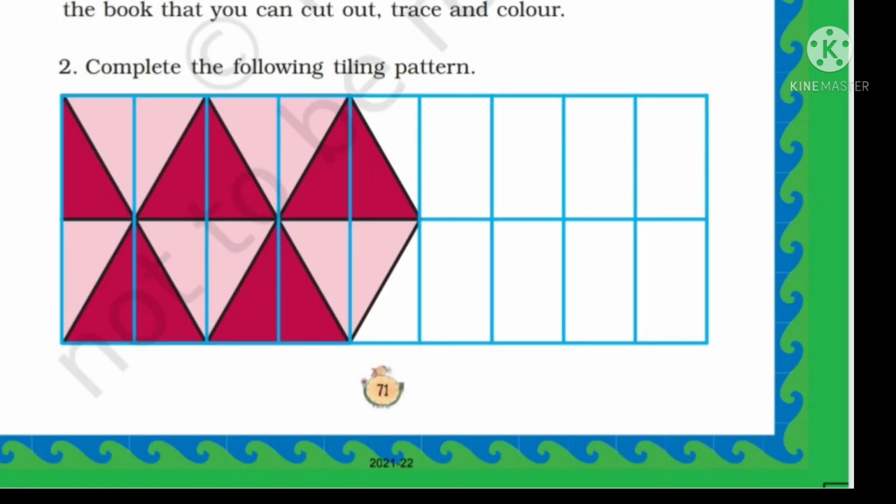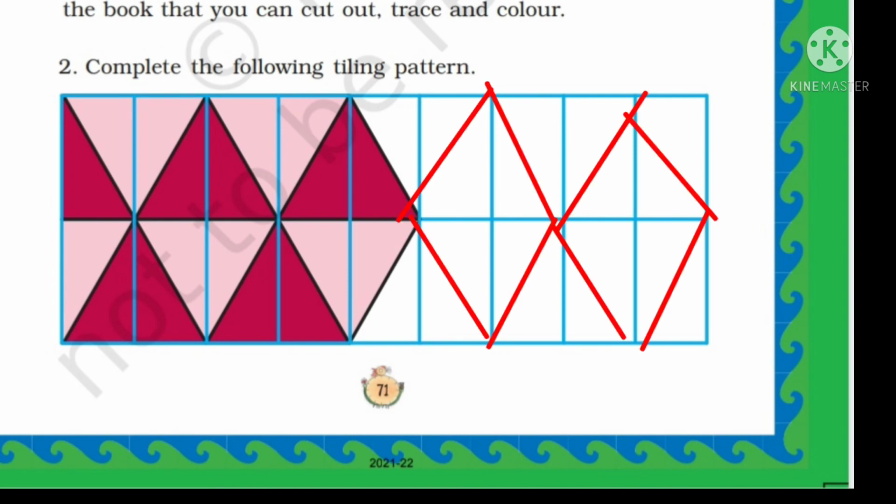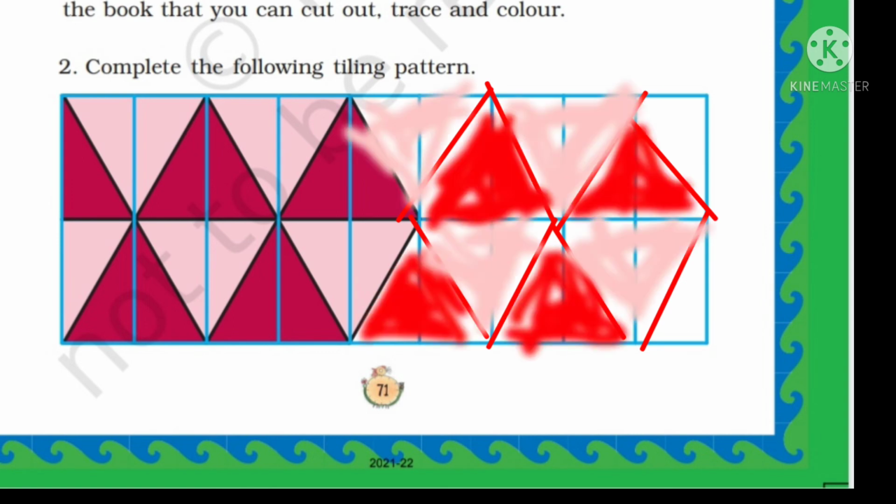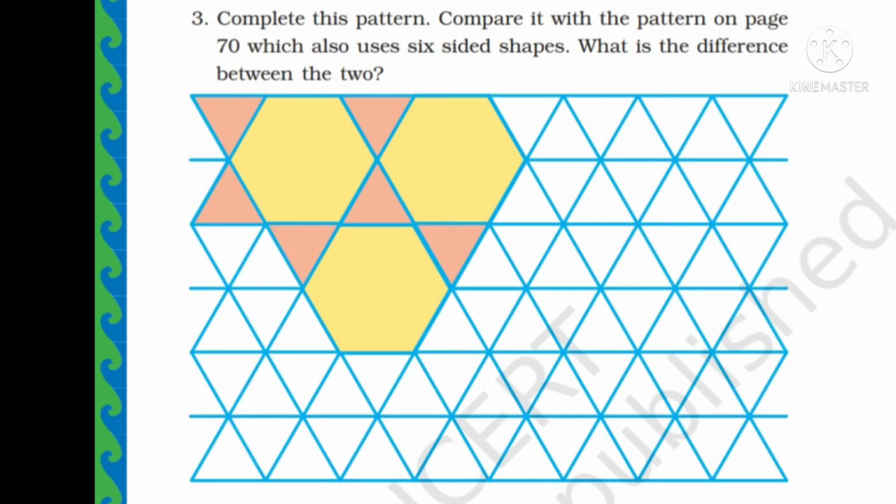Complete the following tiling pattern. First we have to fill the design like this and then color like this. Complete this pattern. Compare it with the pattern on page 70 which also uses 6-sided shapes. What is the difference between the two? First we have to complete this pattern and compare it with the pattern on page number 70.